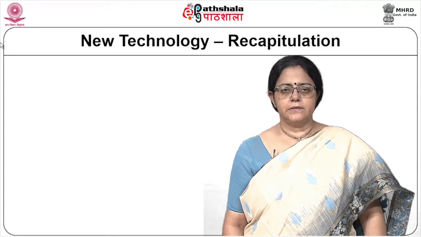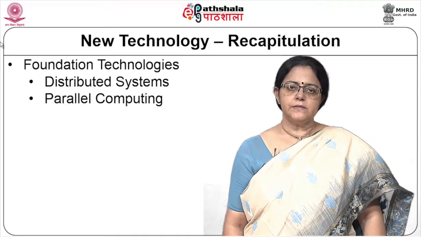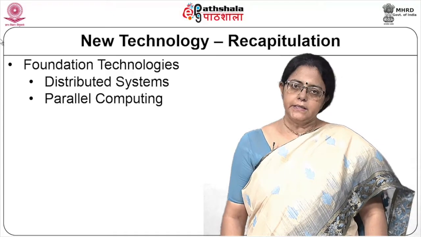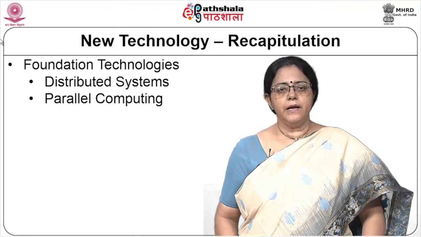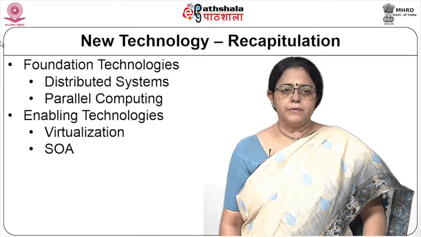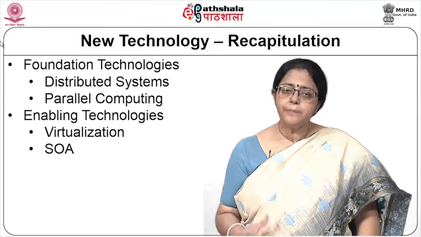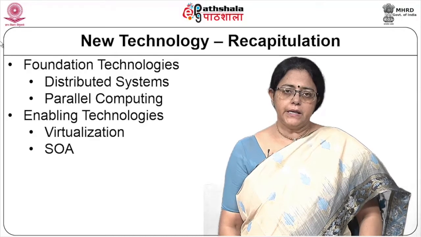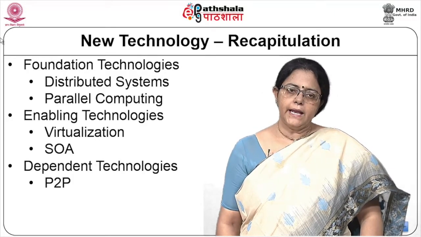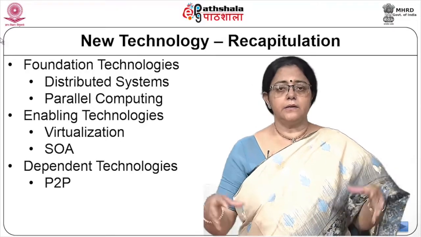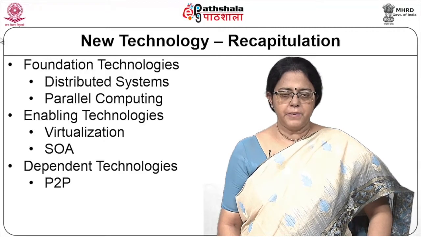In an earlier session, we talked about what happens when a new technology comes. So, let us just recapitulate that. We said that a new technology depends on one or more foundation technologies, and for cloud our foundation technologies were distributed systems and parallel computing. Then we said that a new technology is also dependent on enabling technologies, technologies that help it come forward. In case of cloud, this is virtualization and service oriented architecture, SOA. And finally, we have the dependent technologies, other technologies which help this particular technology to grow. In case of cloud, that is peer to peer or P2P technology.